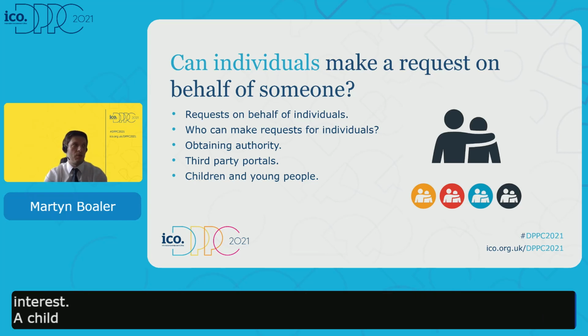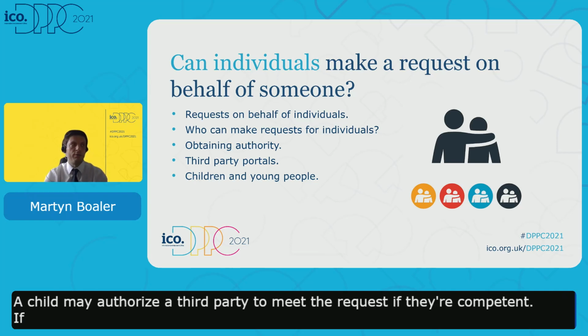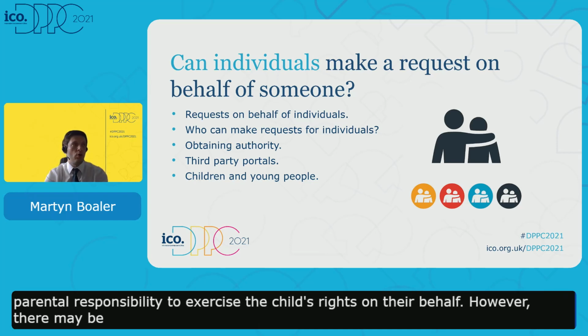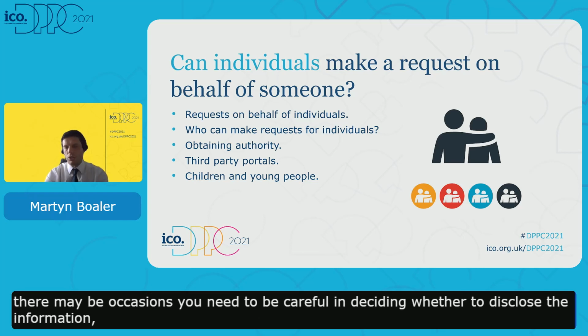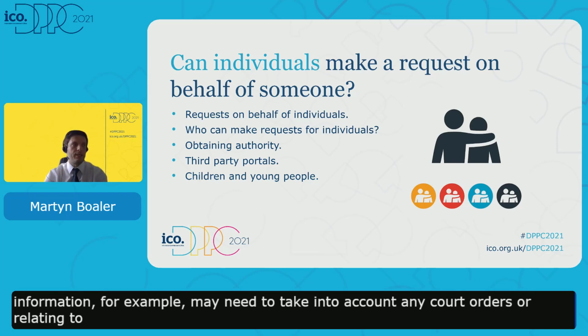If the child isn't deemed competent, it's usually appropriate to allow the holder of parental responsibility to exercise the child's rights on their behalf. However, there may be occasions when you need to be careful in deciding whether to disclose the information. For example, you may need to take into account any court orders relating to parental access or responsibility, or any duty of confidentiality owed to the child. You should also consider any consequences to the child of allowing access to their data or any detriment to them by not allowing that access.